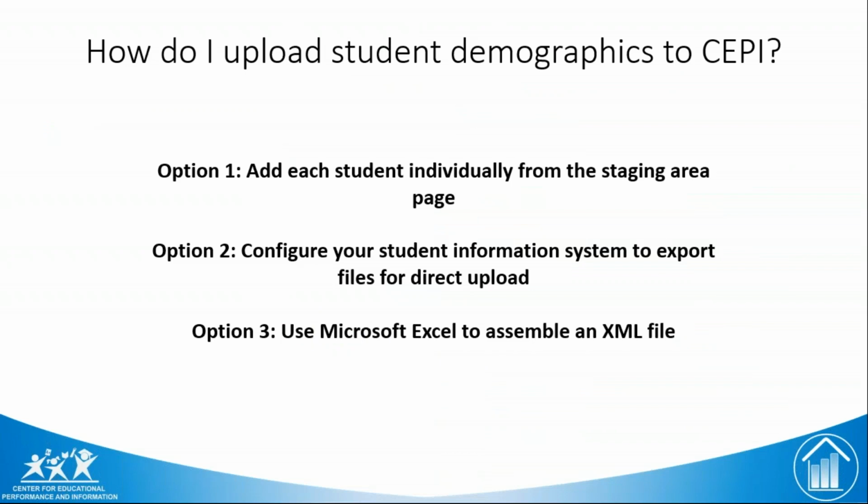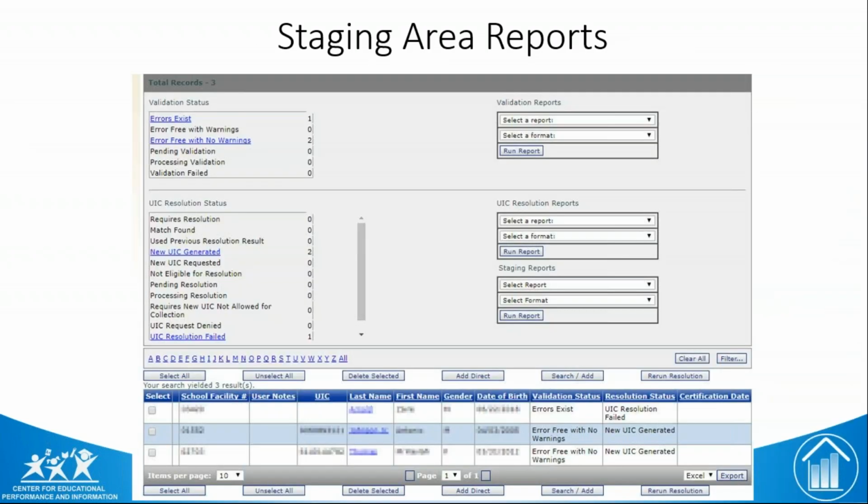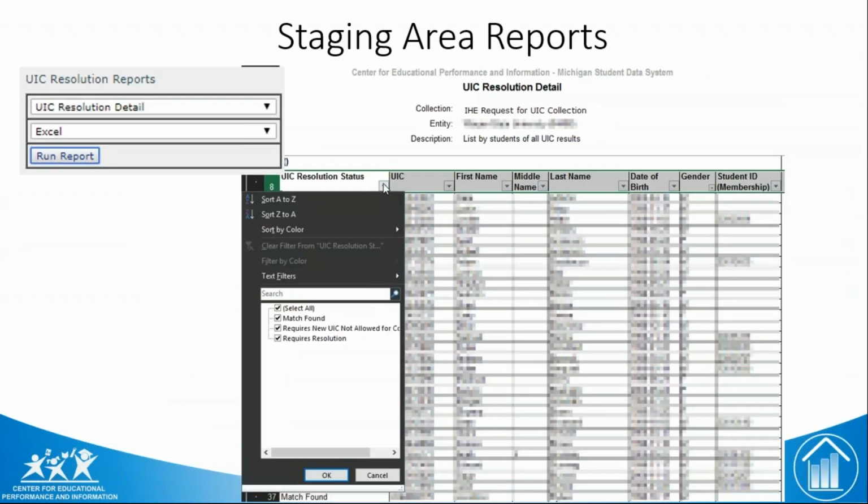If you're new to submitting requests for UIC information to CEPI, there are three options. Option one: you can submit all of your students individually. From that data staging area page, you can click Add Direct. That's going to be on that pane of buttons in the middle. You can also do a Search and Add. With Search and Add, you put in your student demographic info and it's going to show you potential matches. Add Direct is just going to plop that student right into your student information system, and it's going to require resolution if that student's information matches another's. Search and Add is going to bypass that resolution process.